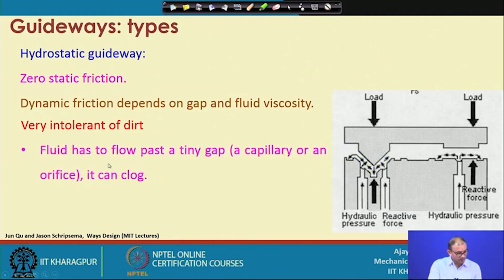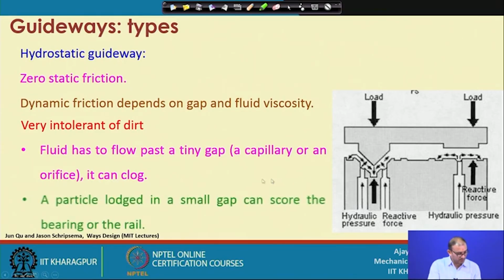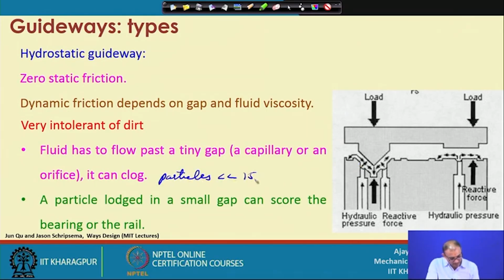Right. So, the fluid has to pass through a tiny gap, a capillary or an orifice, and it can clog. That is what is happening in this case. A particle lodged in the small gap can score the bearing or the rail. Now, there is another problem. Consider the case where the particle size is smaller than 15 microns. Then, first of all, it will not clog. So, if this is the case, then there is no clogging.